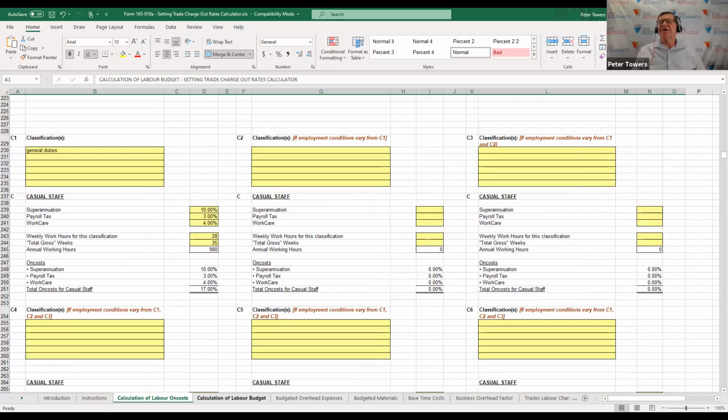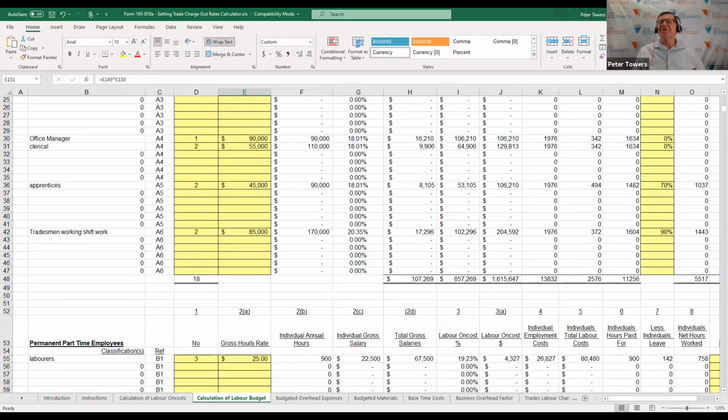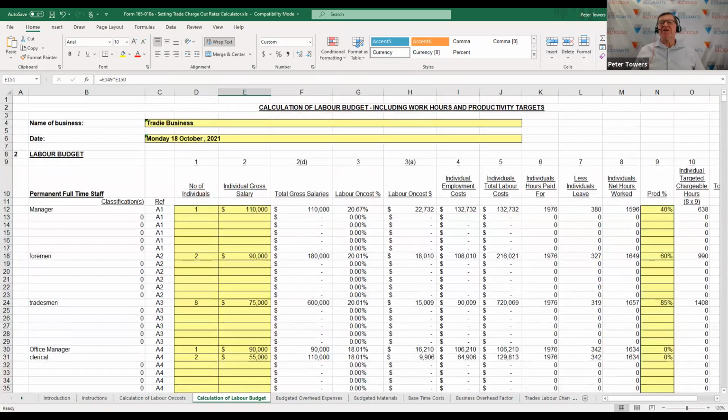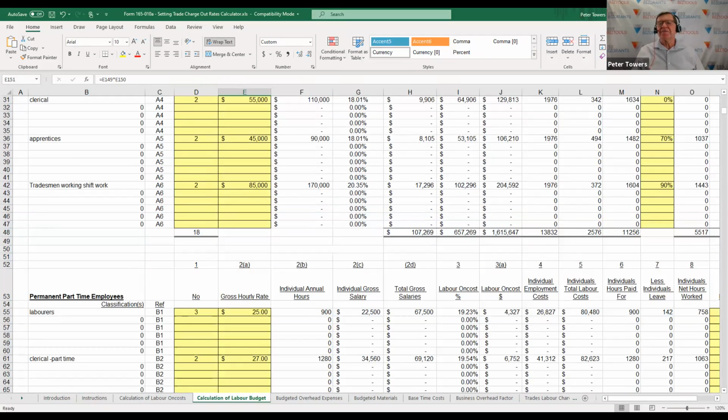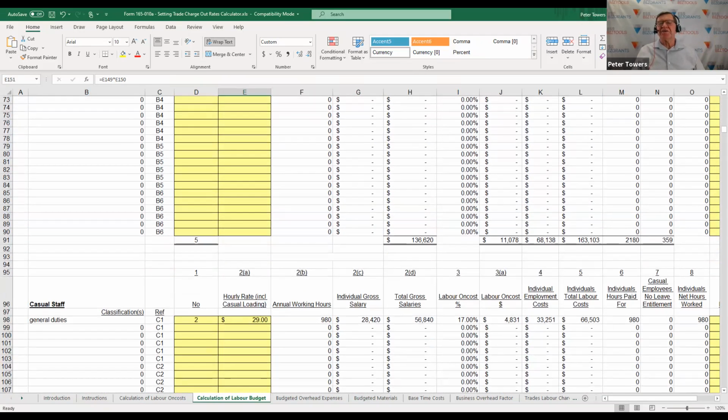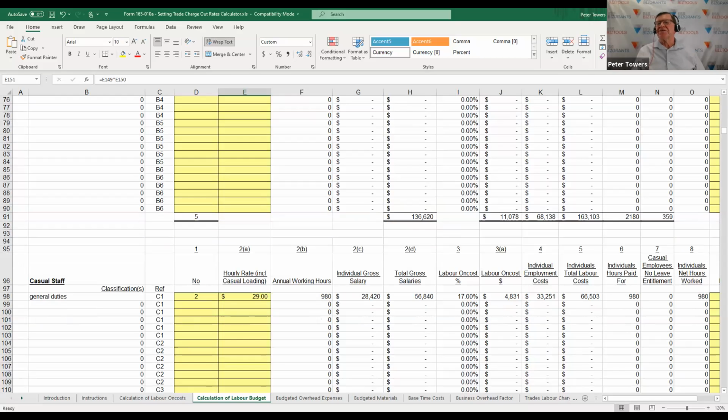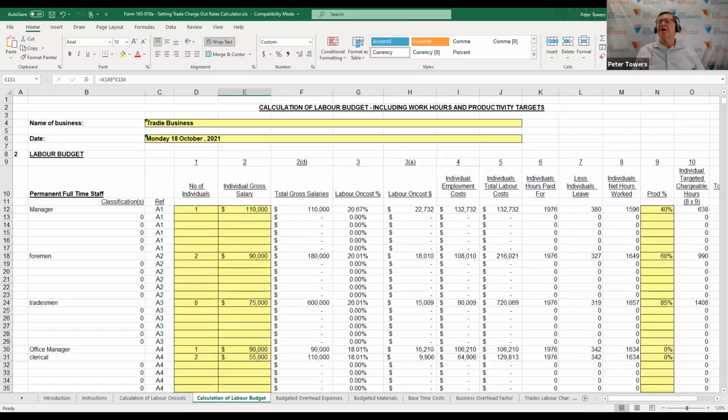We then move into the calculation of the labour budget. We just go back up to the top. What the system's done is it's transferred from the labour on cost the manager, the foreman, the tradesman, the office manager, and the clerical classification, the apprentices, and then the part-time permanent people, labourers and clerical part-time, and then down under general staff, the casuals with general duties.